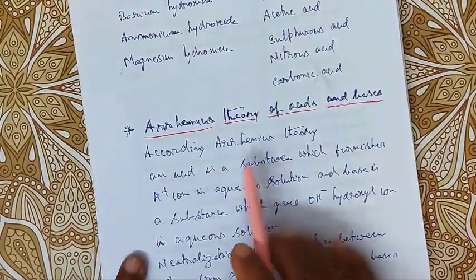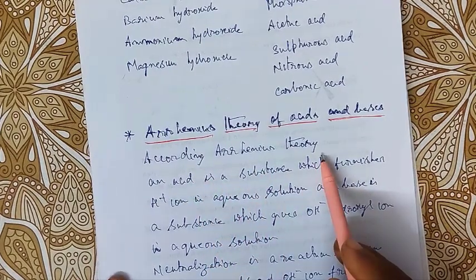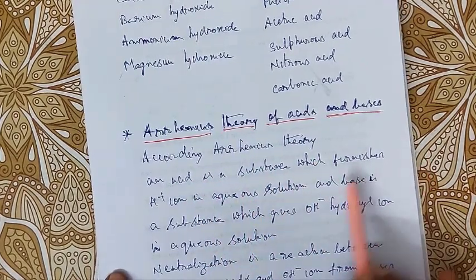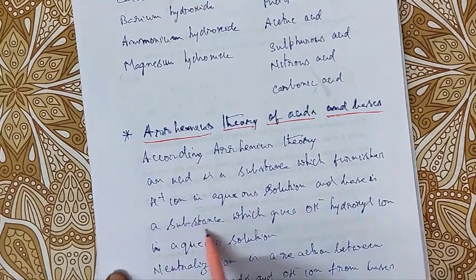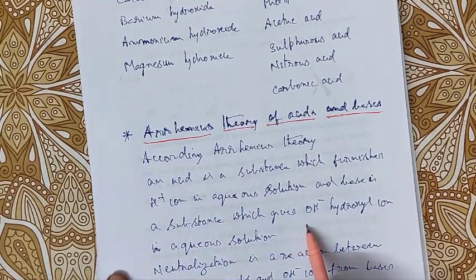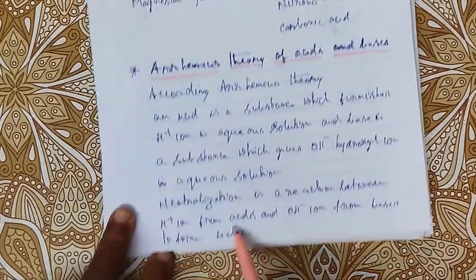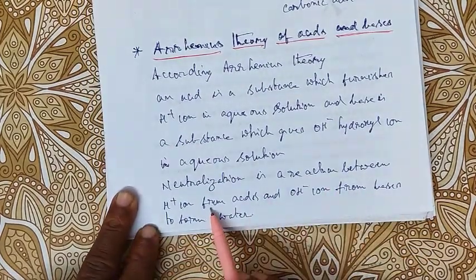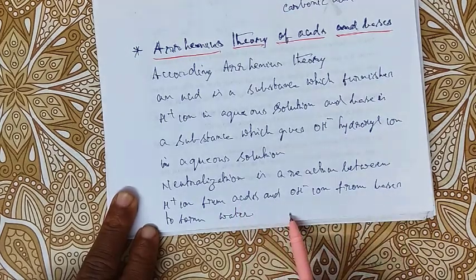Now let us see the Arrhenius theory of acids and bases. According to Arrhenius theory, an acid is a substance which furnishes H+ ion in its aqueous solution, and a base is a substance which furnishes OH- ion in its aqueous solution. Neutralization is a reaction between H+ ion from acid and OH- ion from base to form water.